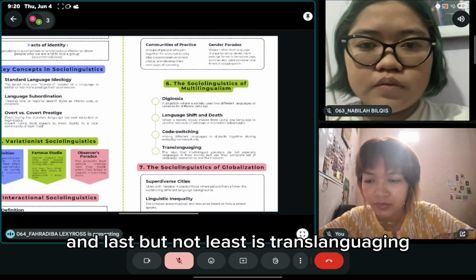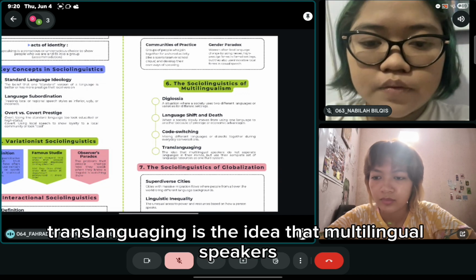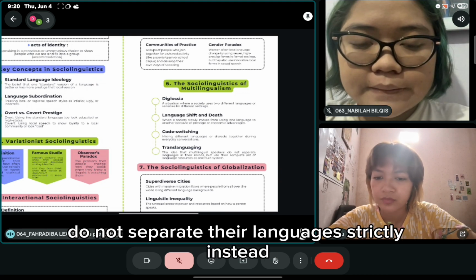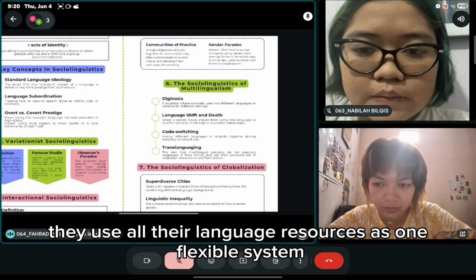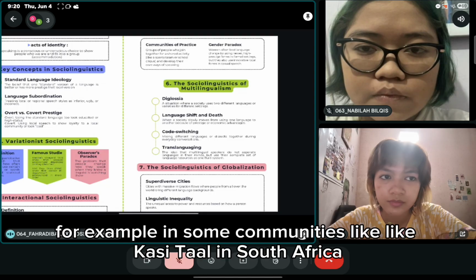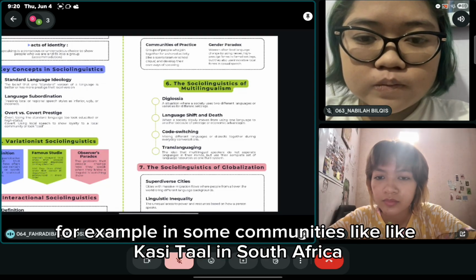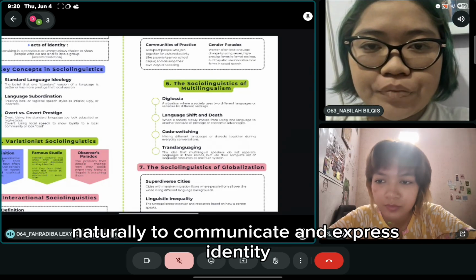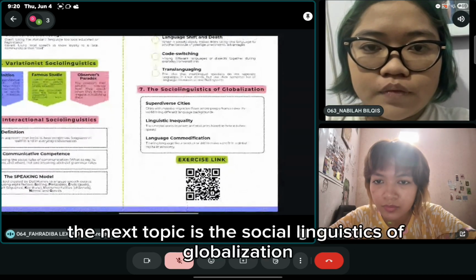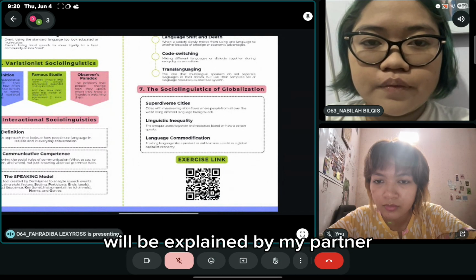And last but not least is translanguaging. Translanguaging is the idea that multilingual speakers do not separate their languages strictly. Instead, they use all their language resources as one flexible system. For example, in some communities like Kasital in South Africa, people mix several languages naturally to communicate and express identity. The next topic, the sociolinguistics of globalization, will be explained by my partner.